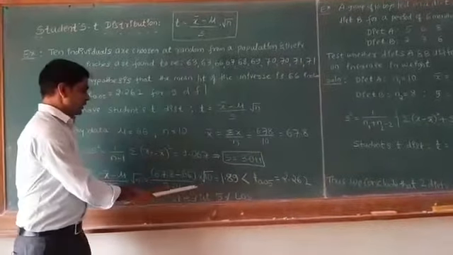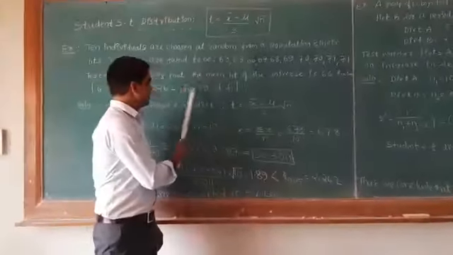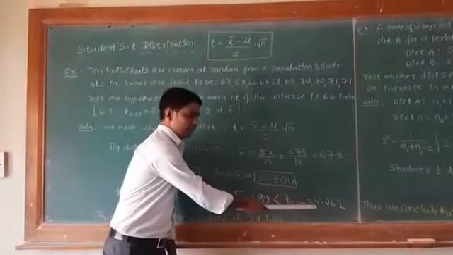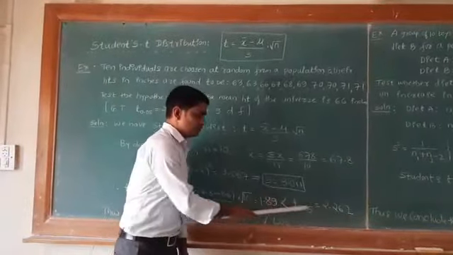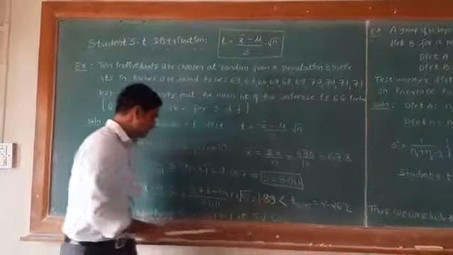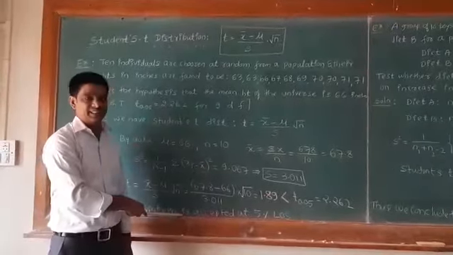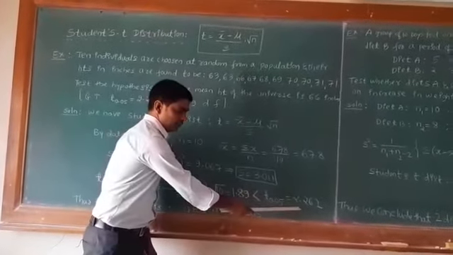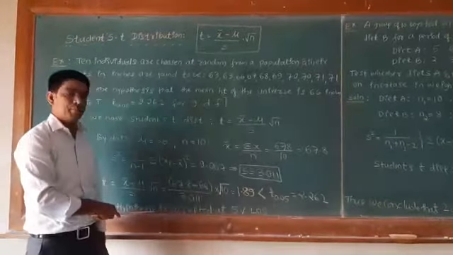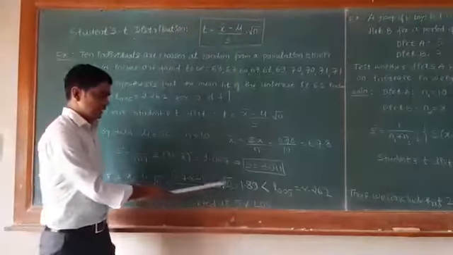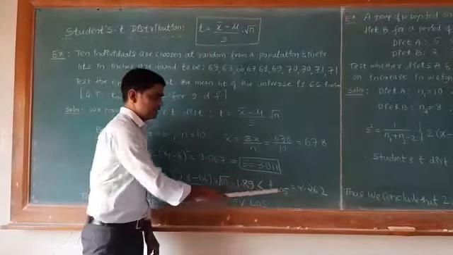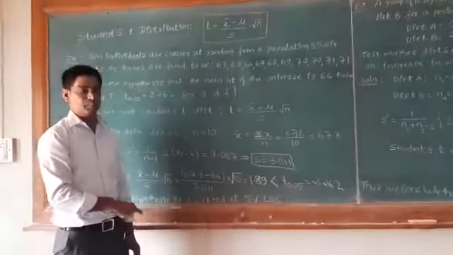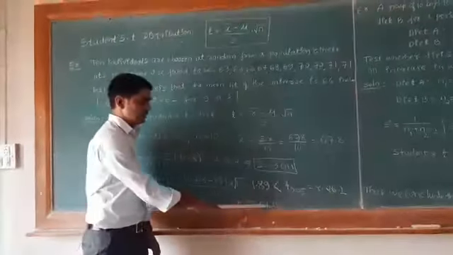So 1.89 is the calculated value, and given t 0.05 is equal to 2.62, it is the table value. If the calculated value is less than the table value, then we can say that the hypothesis is accepted. If the calculated t value is greater than the table value, then the hypothesis is rejected. In this problem, 1.89 is less than 2.62, so we can say that the hypothesis is accepted at a 5% level of significance.